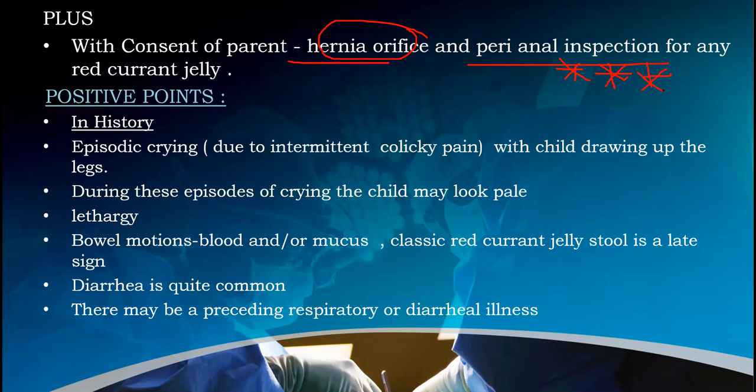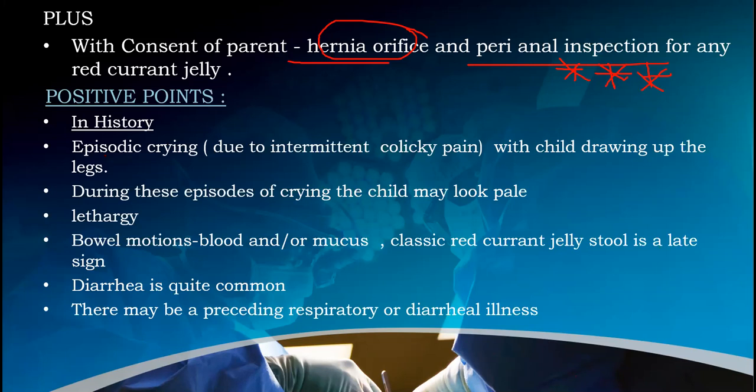So when you do the perianal examination of the child and remove the diaper, you will find red currant jelly-like material coming out from the child's rectal area. So that's one of the very important clues. Okay, so don't miss these things, guys. Perianal inspection for any red currant jelly is very important in intussusception. These are key steps. Whenever I say don't miss it, make sure that these are very, very important and you don't want to miss them in the exam.